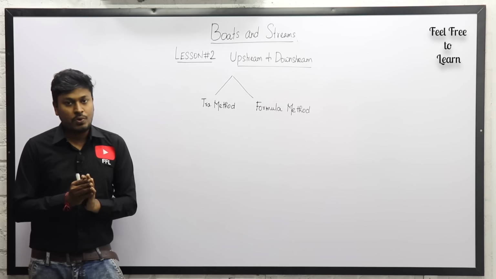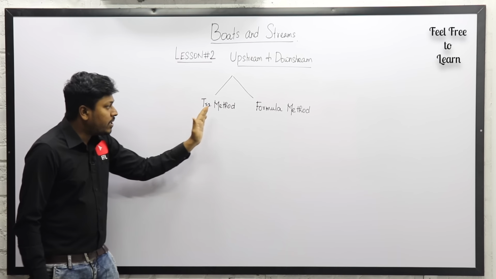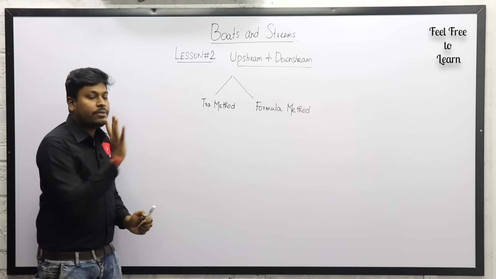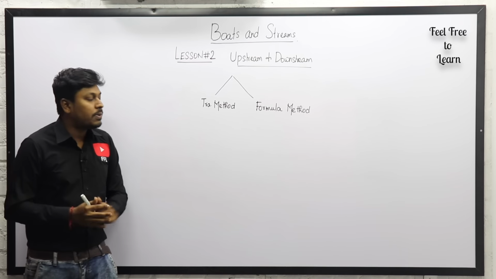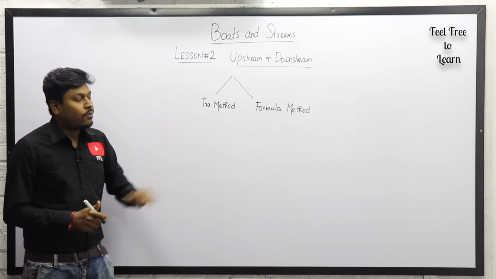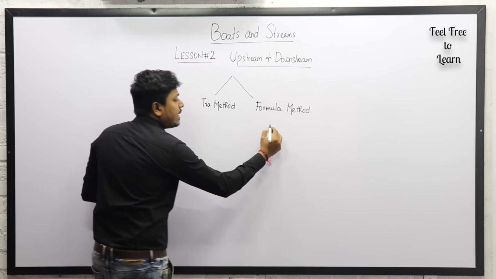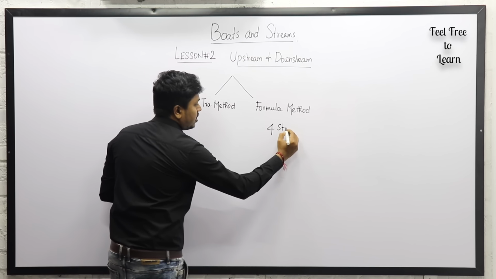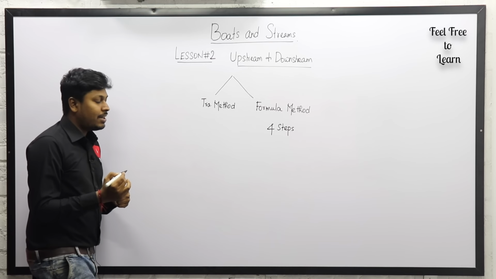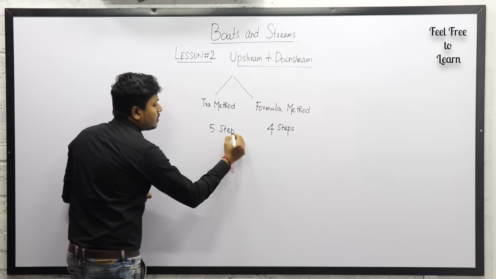But I am not going to teach you the formula method. I am going to teach you only the traditional method. Listen here, if you study only the formula method without learning the traditional method, for all these questions based on upstream and downstream, you will get an answer in 4 steps. But if you learn the traditional method, you will get the same answer in 5 steps, 1 step more when compared to the formula method.